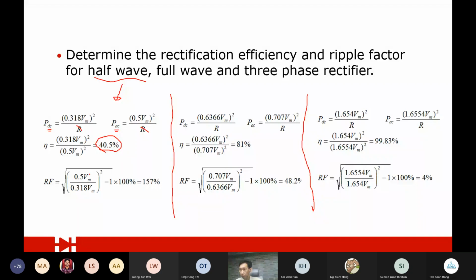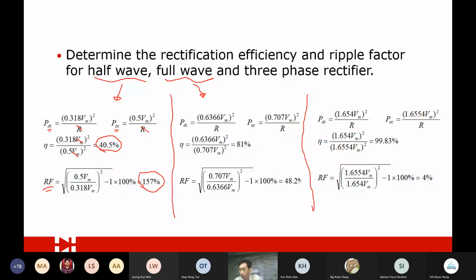And then with that, this one you can actually cancel off both. And also with this one, you can calculate the ripple factor. So the ripple factor actually goes up to 157%, which is very high, and it is very obvious in terms of this waveform. And now we move on to the full wave.